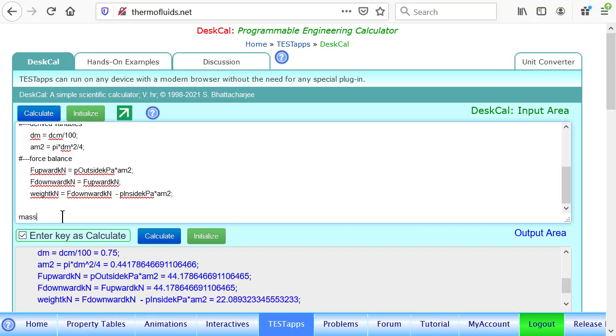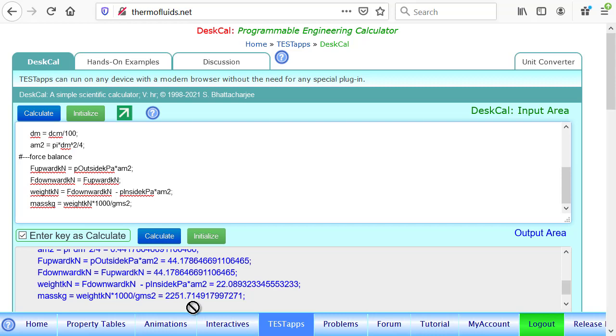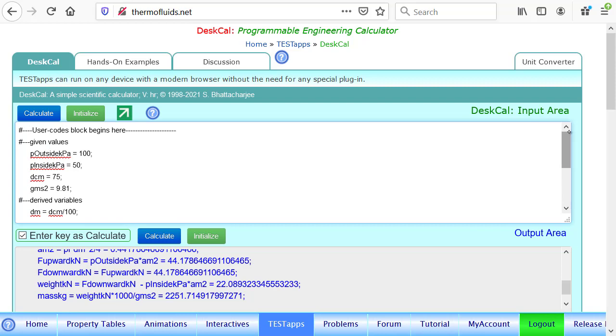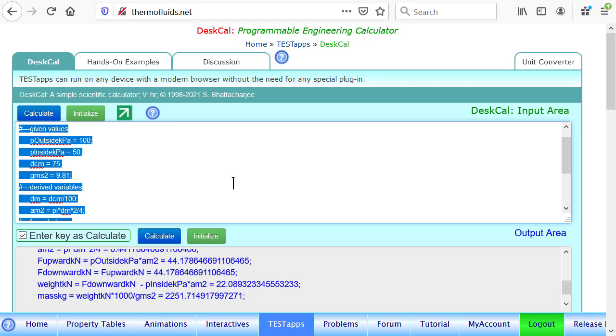So therefore, the mass of the piston in kg must equal the weight in Newton, which is weight times 1,000, divided by g in meter per second square. Calculate, and the answer is 2,251 kilograms. So, as you can see, now that we have the code and we have all the answers, we can go to the given variables, change any of them and click the calculate button to get modified answers. So this is what is called our test codes. We'll copy these, and this can be used anytime to regenerate the solution.